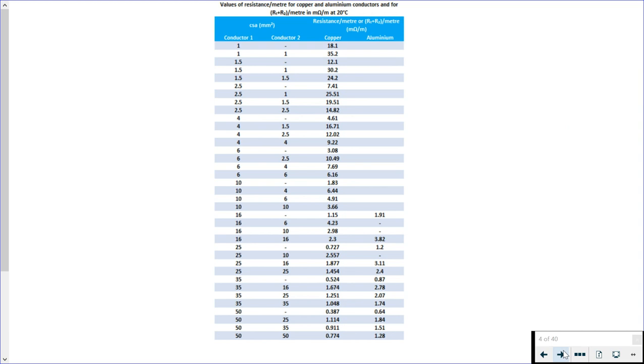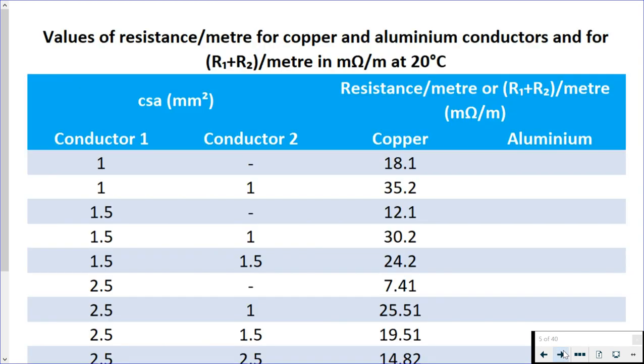So if you have a look at these tables in your On-Site Guide and your Guidance Note 3, you'll notice at the top, like the last video, the conductor 1 column is the line conductor, and the conductor 2 column is the protective conductor. Where we're utilising just one conductor, we use the conductor and the dash where conductor 2 is, so we're disregarding conductor 2.